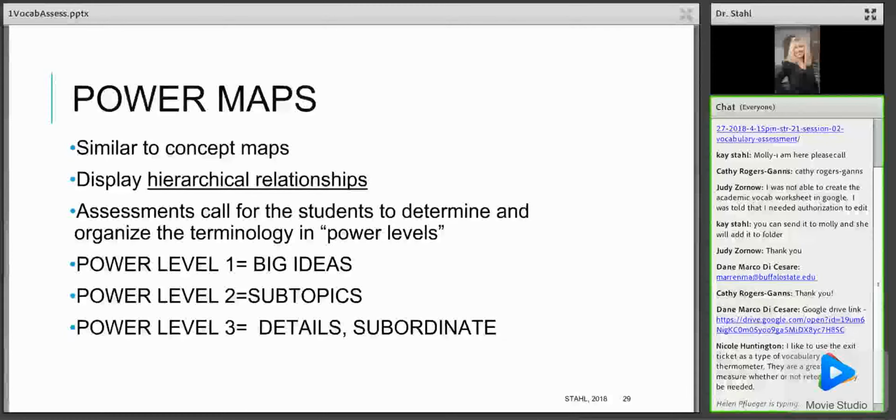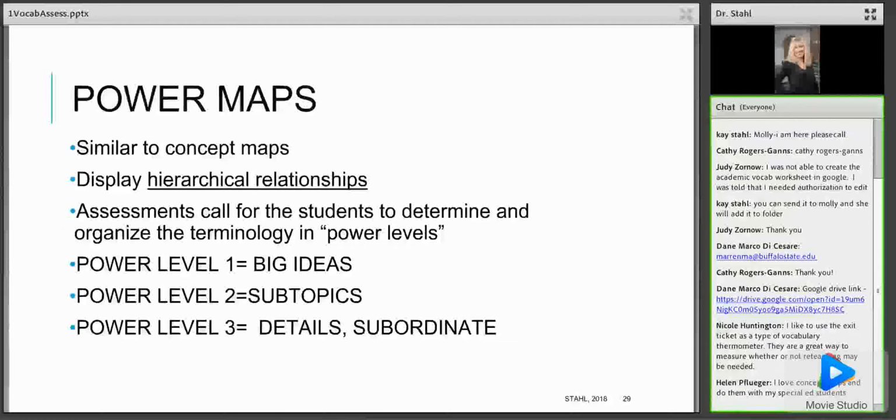Another thing that we can do are something we call power maps. This is where kids have to display hierarchical relationships. These assessments call for students to determine and organize terminology in power levels. So, for example, they would basically have to make some kind of a flow chart, so that at the top they'd have the big ideas, then the next level are subtopics, and which words are the details that go under those. And I'm going to ask you to do one of these activities.